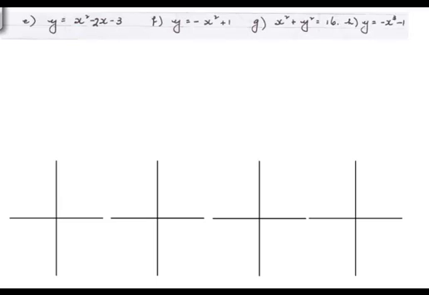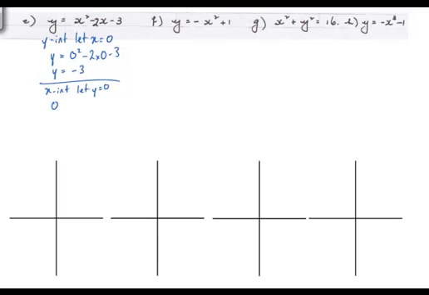So to find the y-intercept, remember you let x equal 0. So if I let x equal 0, then I'm going to get y equals 0 squared minus 2 times 0 minus 3. And when I solve that, I just get negative 3. So that's my y-intercept. Alright, to find the x-intercept, I'm going to let y equal 0.